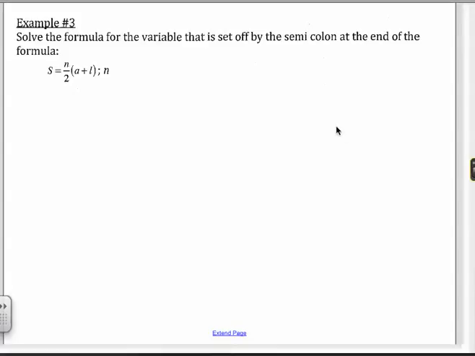Okay, guys, here we go. Example number 3 says, solve the formula for the variable that is set off by the semicolon at the end of the formula. So I've got s is equal to n over 2 times a plus 1. And we want to get the n by itself. Okay? Now remember, adding and subtracting first, multiplying and dividing second.